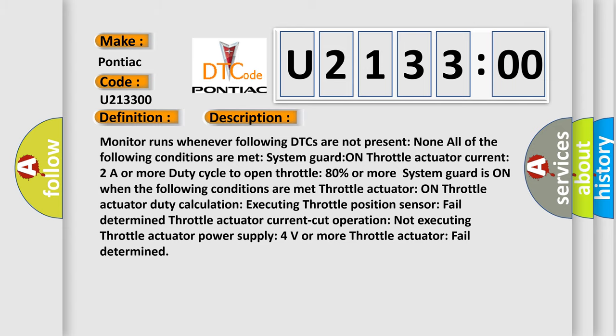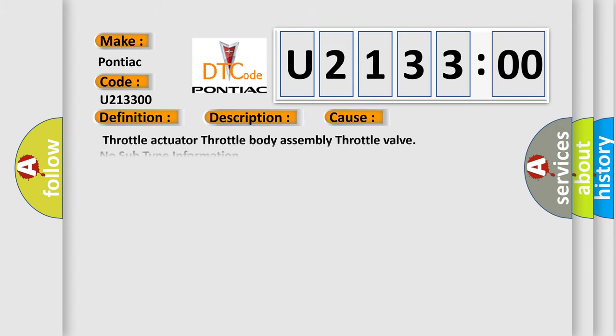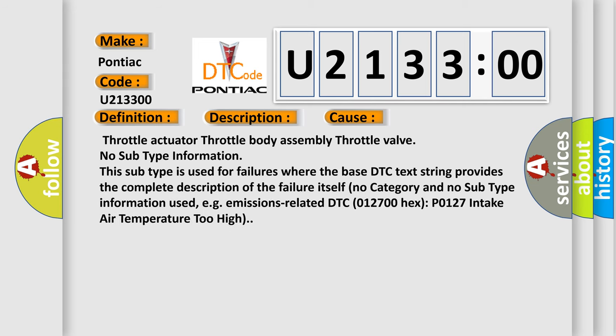This diagnostic error occurs most often in these cases: throttle actuator, throttle body assembly, throttle valve, no subtype information. This subtype is used for failures where the base DTC text string provides the complete description of the failure itself. No category and no subtype information used, e.g. emissions related DTC 01270 hex, P0127 intake air temperature too high.